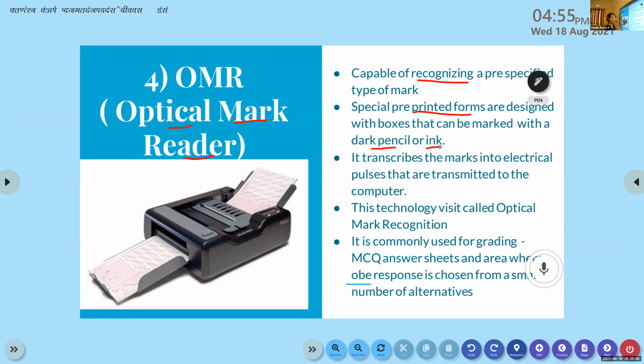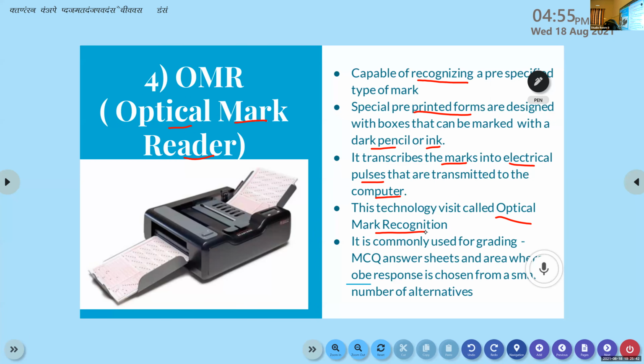Why? Because it has not been checked manually, right? Yes, sir. This OMR stands for optical mark reader, it helps us to correct. So what it does, it translates the mark into electrical pulses that are transmitted to the computer, isn't it? So this technology is known as optical mark recognition. Okay. So OMR is capable of recognizing a pre-specified type of mark which has been made with a dark pencil or ink.